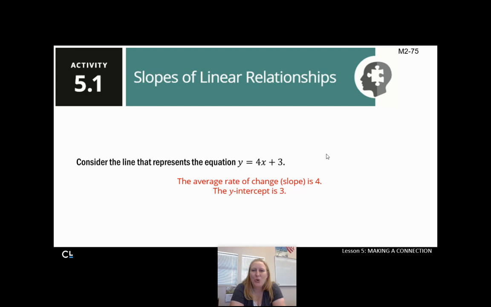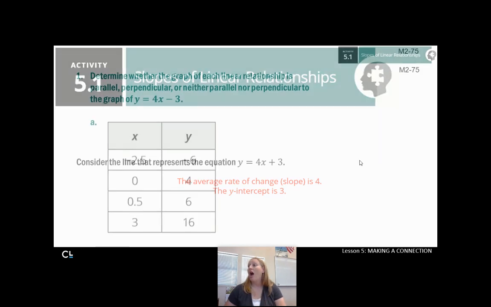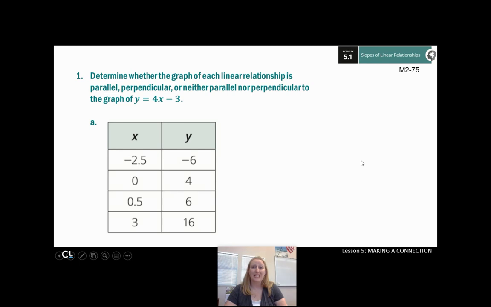Now, here's the deal. For question number 1, you have 6 different options, A through F. You've got some tables, some equations, graphs, scenarios. Now that you know that the slope of this line is 4, that's super important. Your rate of change is 4, your slope is 4. I want you to look at every single one of these, A through F, and determine whether the graph of each linear relationship is parallel, meaning they have the same slope, perpendicular.